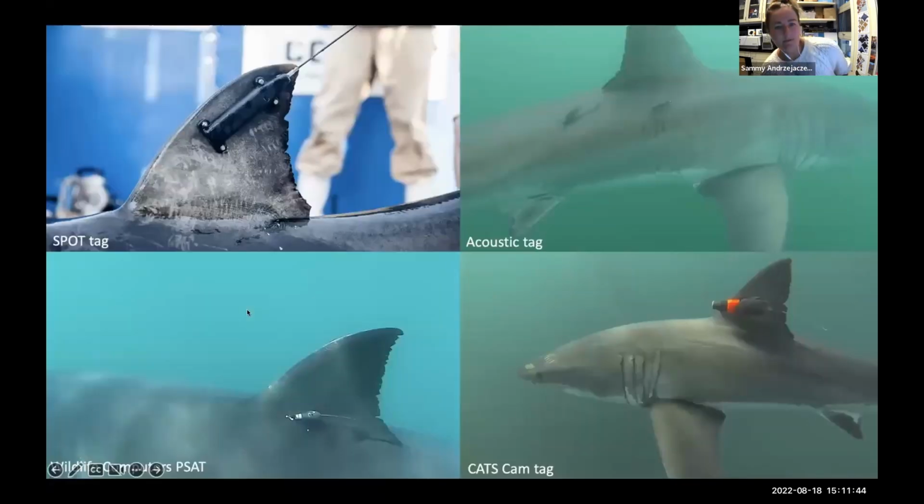Next. So these are like the 4 main broad types. There's other kinds, but you can just see how they're all placed. These are all on a white shark, about 12 to 15 foot animals. So you can kind of imagine how big these devices are.